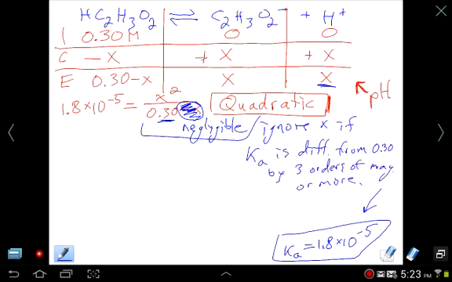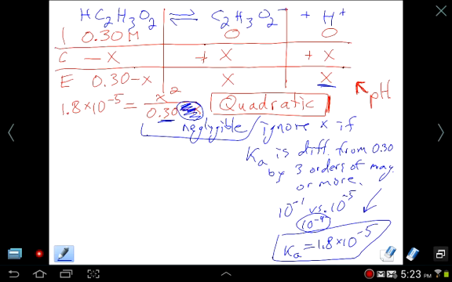Now what this means is that 3 orders of magnitude means that if you take a look at the Ka, which is 10 to the -5th, your 0.30 is really 10 to the -1st, so you've got 10 to the -1st versus 10 to the -5th. The difference here is 10 to the -4th. So this is 4 orders of magnitude. So we're justified in ignoring x. And we'll show you more of these examples.